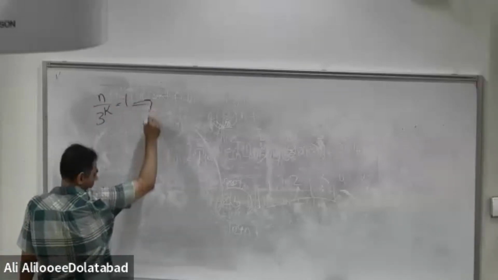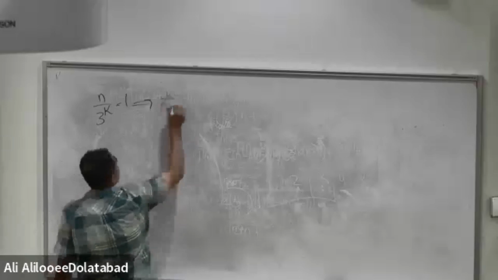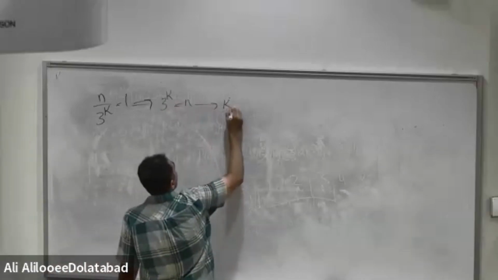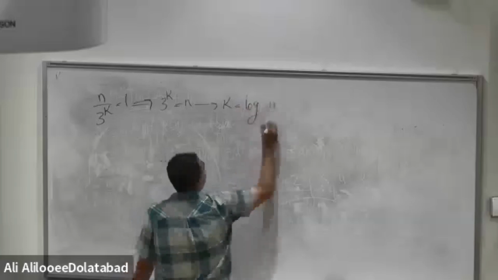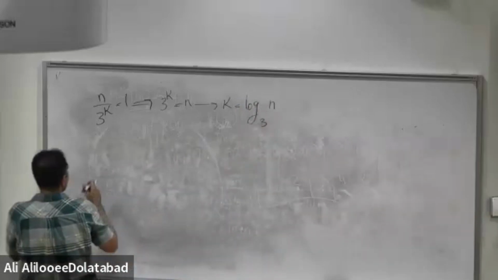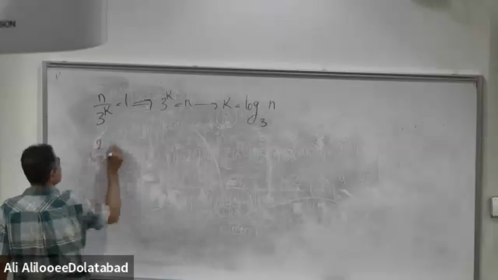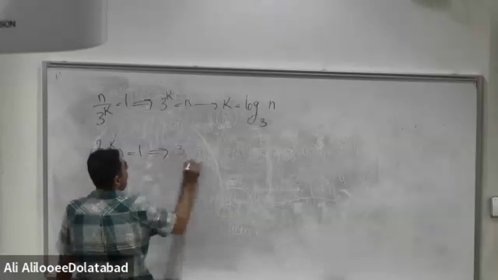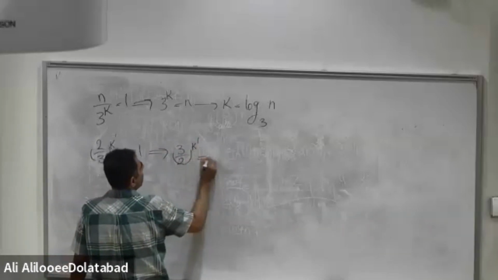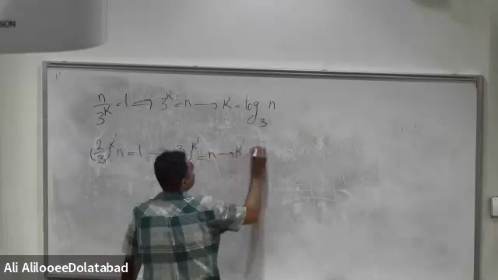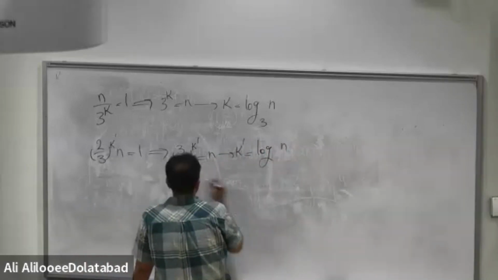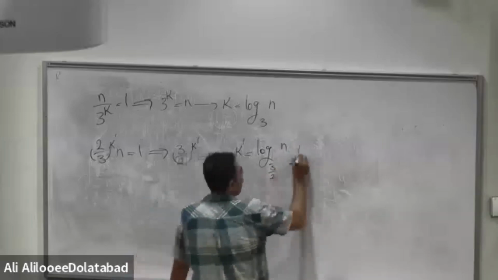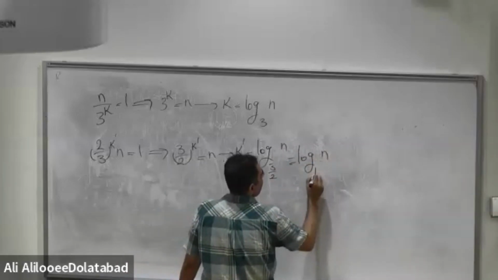Okay, so if we solve the first one, you have n over 3 to the k equal 1. Then that's the equation, 3 to the k equal n. Therefore, k equals log n base 3. For the second one, you have (2/3) to the k prime times n equal 1. If you solve this, you have (3/2) to the k prime equal n. And then k prime equals log n base 3/2.